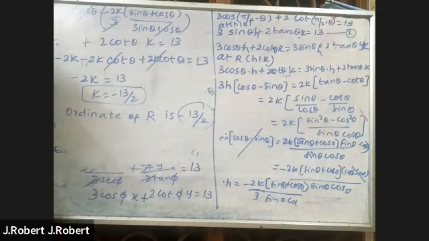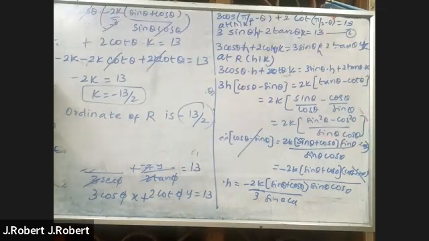And x comma y is replaced by h and k. The equation becomes 3h cos theta plus 2k cot theta equals 13. This is equation 1. Next, for the point 3 secant phi comma 2 tan phi, we get the equation 3x cos phi plus 2y cot phi equals 13.